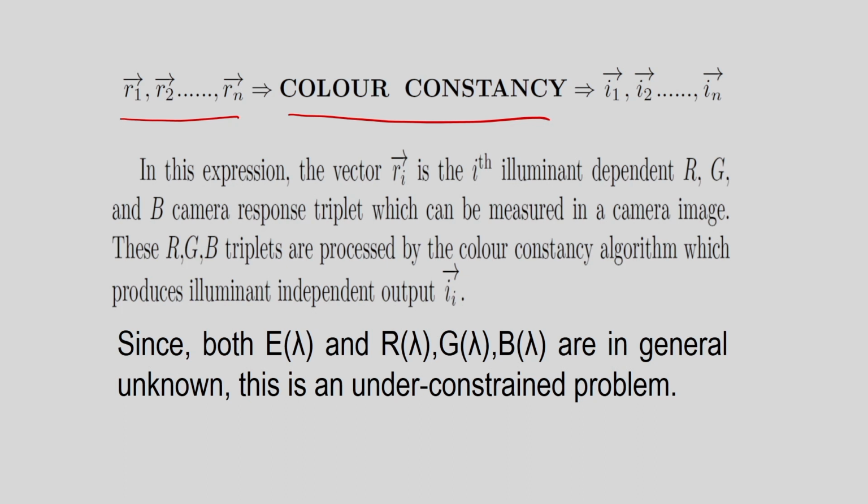But in this case you can see E lambda, R lambda, G lambda and B lambda are in general unknown. So, this is an under-constrained problem, because E lambda is not available, R lambda is not available, G lambda is not available, B lambda is not available. That is why it is an under-constrained problem.